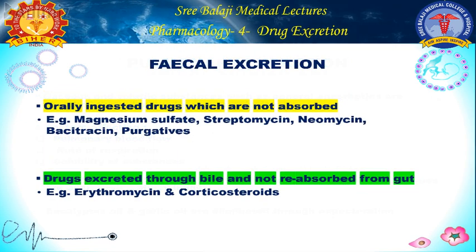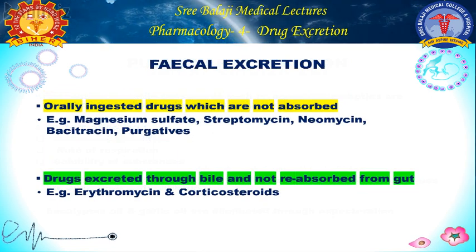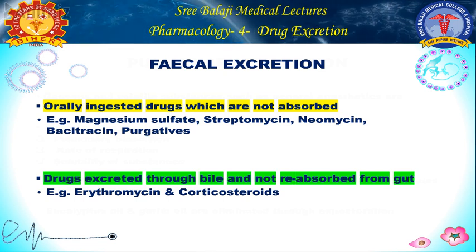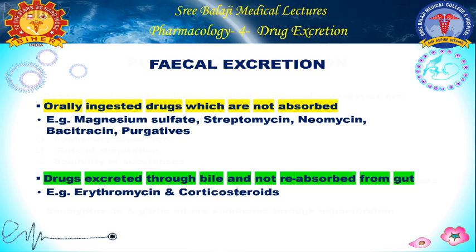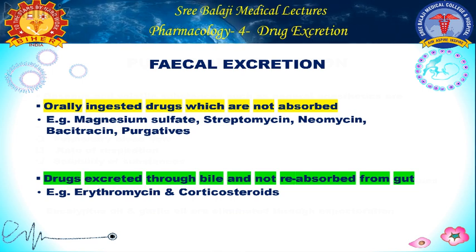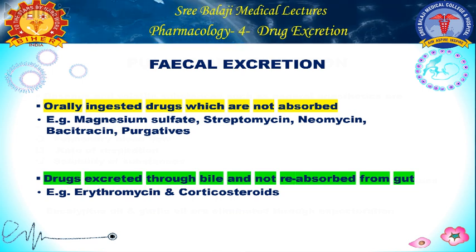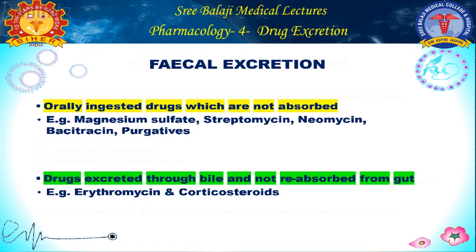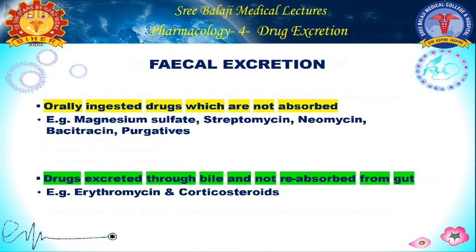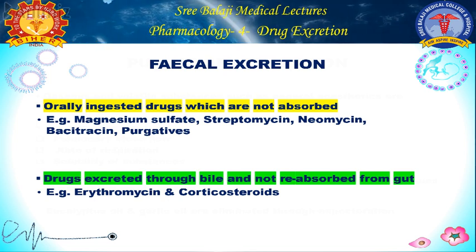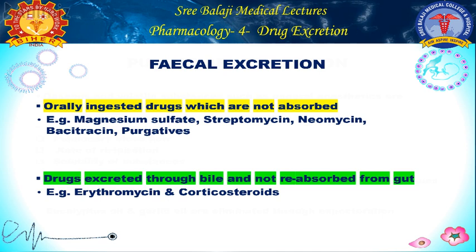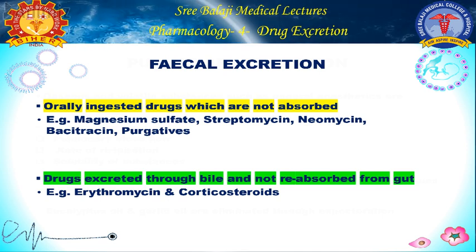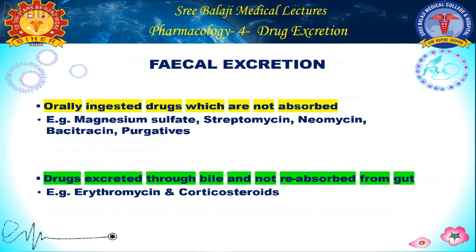Coming to the fecal route of excretion, orally ingested drugs which are not absorbed get excreted via the fecal route, and drugs which are excreted through bile and are not reabsorbed from the gut are also excreted through the fecal route. Examples of orally ingested drugs which are not absorbed are magnesium sulfate, streptomycin, neomycin, bacitracin and purgatives. Drugs excreted through bile and not reabsorbed are erythromycin and corticosteroids.